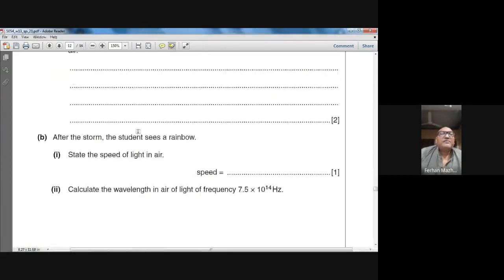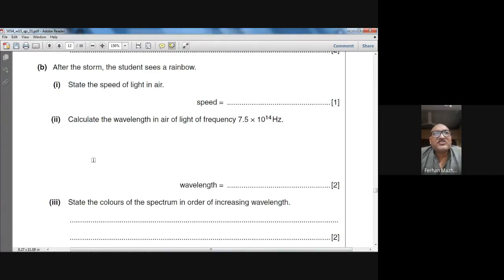Now we are moving to the B part. After the storm, the student sees a rainbow. State the speed of light in the air. The speed of the light is 3 x 10^8 meters per second. Then it says calculate the wavelength in air of the light of frequency 7.5 x 10^14 hertz. We know the frequency, 7.5 x 10^14 hertz, and we know the speed also, 3 x 10^8 meters per second. And we want to find out the wavelength.